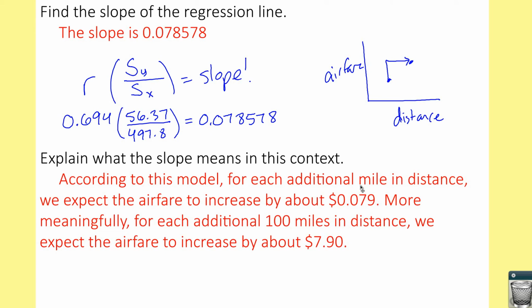When we fly, we don't debate whether I'm going to fly to north of Tallahassee or south of Tallahassee, right? You're going to say Tallahassee or Jacksonville, okay? So you can adjust the slope when you're describing it. So here we can just multiply them both by 100. 100 miles for $7.90. Okay, that's more reasonable. Okay, but that's how you can describe what the slope is.